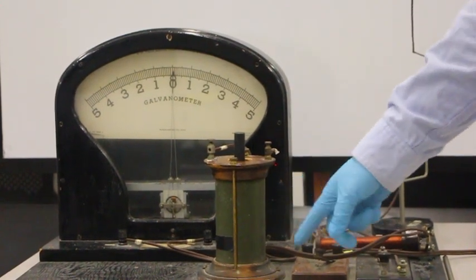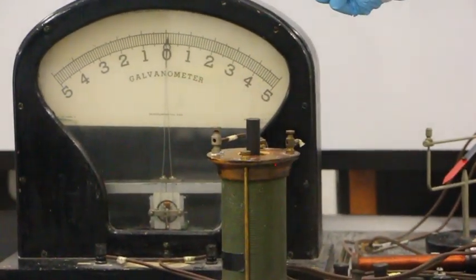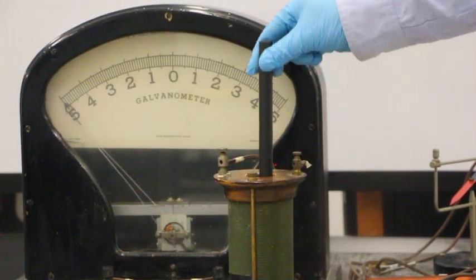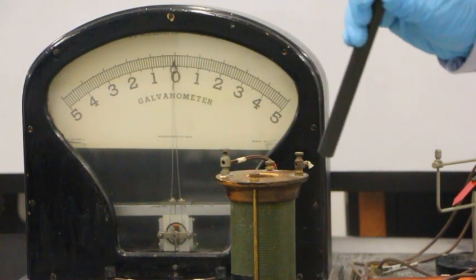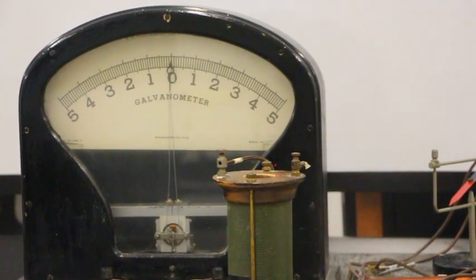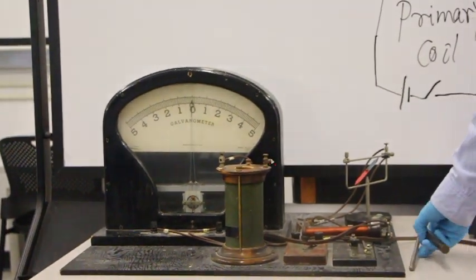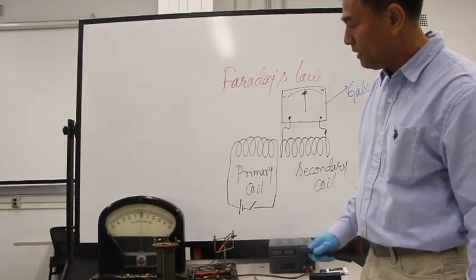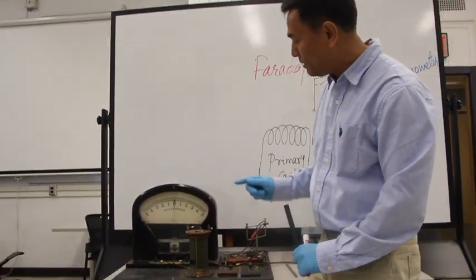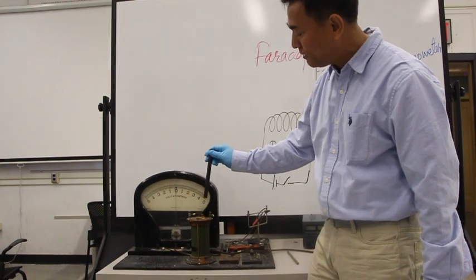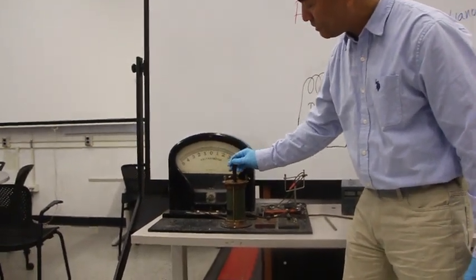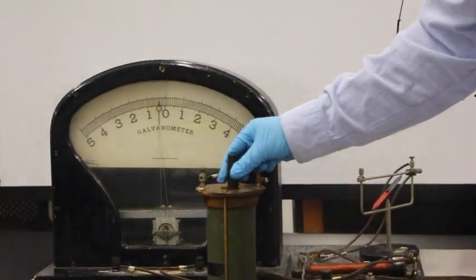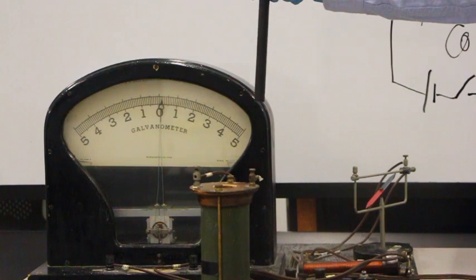Now the magnet is inside. That means there is a magnetic field, but there is no current. If I remove it again, see what will happen. It went to the other side. So what caused the current in the secondary coil? Remember, there is current only when I insert it. At the moment it is inserted, it goes back to 0. And when I remove it, again there is a current, and then it goes back to 0.